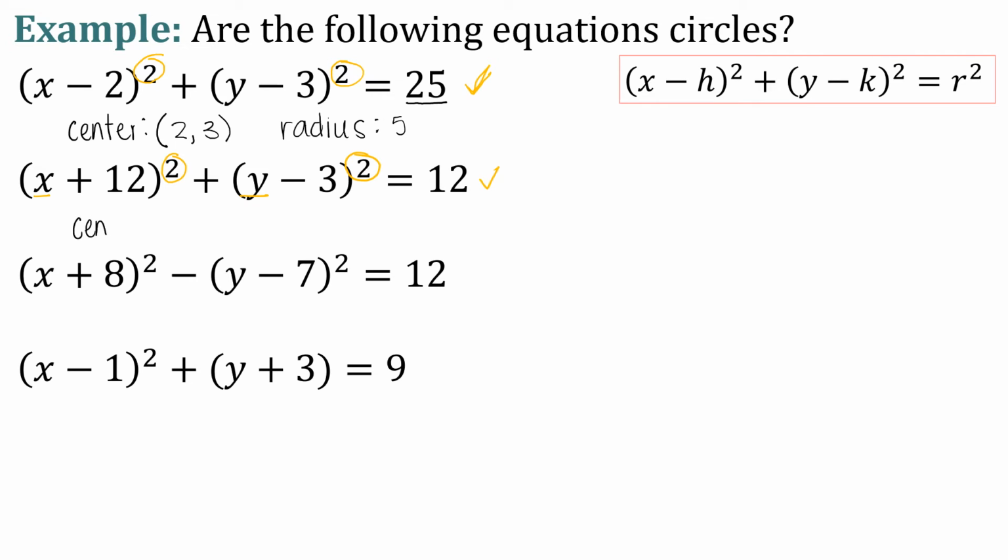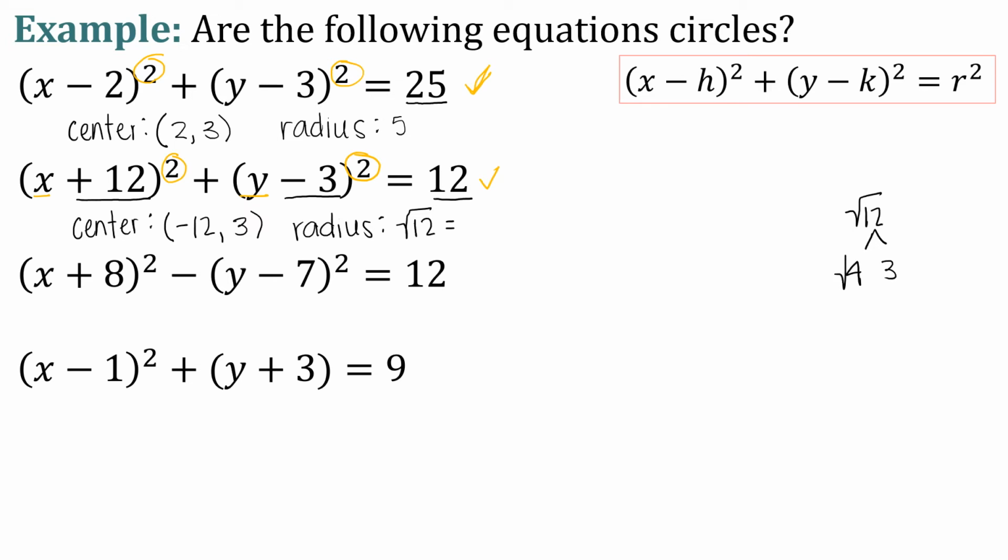Now we need to identify our center. I need to change the sign of my positive 12 to a negative 12, and I need to change the sign of my negative 3 to a positive 3. Then for my radius, I need to take the square root of this number, which is the square root of 12. Remember, the square root of 12 breaks down to the square root of 4 times the square root of 3. The square root of 4 is 2, and the square root of 3 is just the square root of 3. So that's going to equal 2 square root of 3.